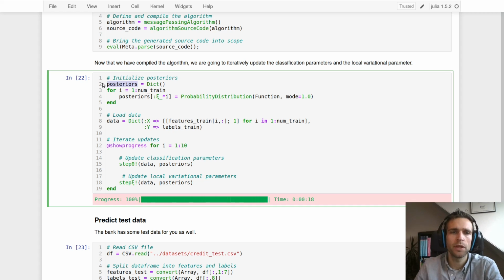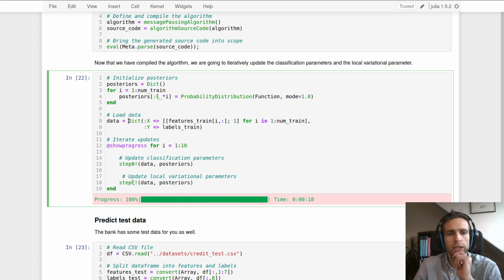Now we come to the part where we execute the algorithm. Again, we are initializing a data structure to house the posteriors. You'll see here that I'm initializing the posteriors for the local variational parameters chi_i. You don't have to memorize this. This is just necessary for this particular local variational method.